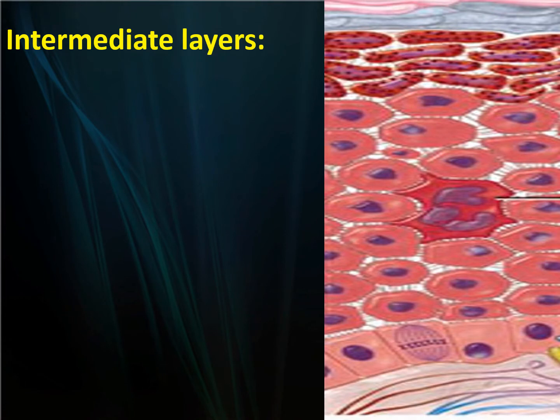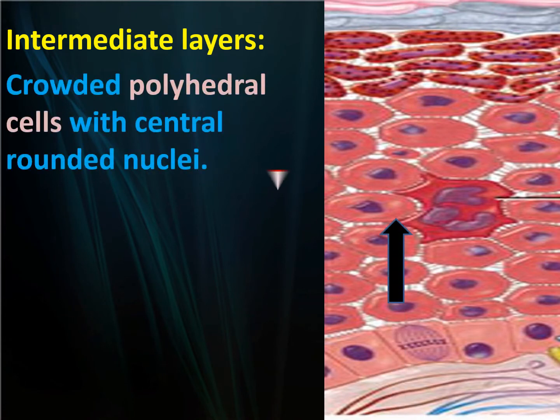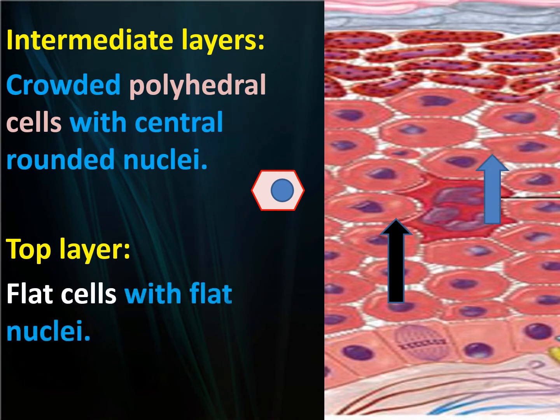The next layer is the intermediate layer, and this is polyhedral. It is not rounded or angulated, so we call it polyhedral, with a central and rounded nucleus. The top layer, as we said before, is flat cells or squamous cells, so it is squamous cells with flat nuclei.